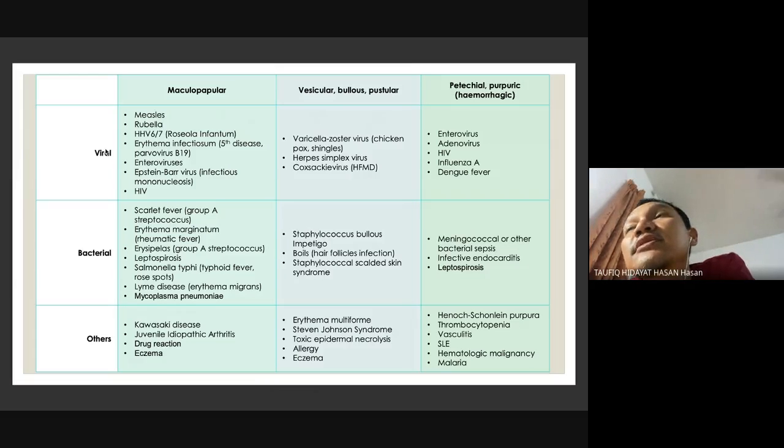Okay, as long as it is non-blanching, check the SSP, ITP or other common hematologic disease. Okay, settle.